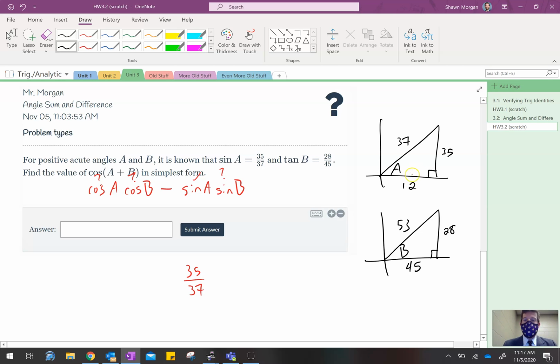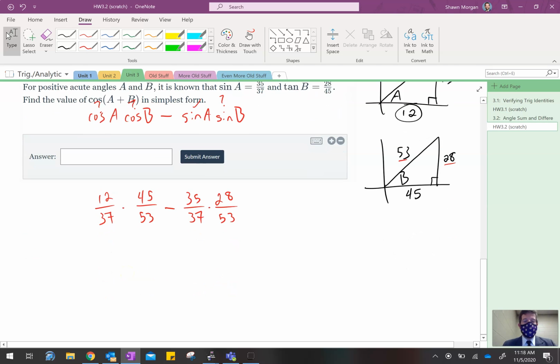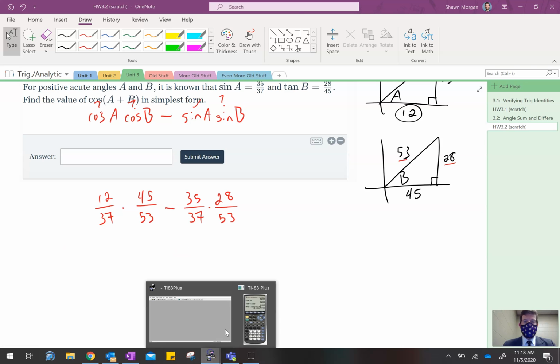Okay, so cosine of A, it's going to be 12 over 37. All right, so I got 12 over 37. Cosine of B, that's going to be 45 over 53. So 45 over 53. And then there's a minus sign, of course. And what do we have? Sine of B, so look down here at B, and that's 28 over 53. 28 over 53.